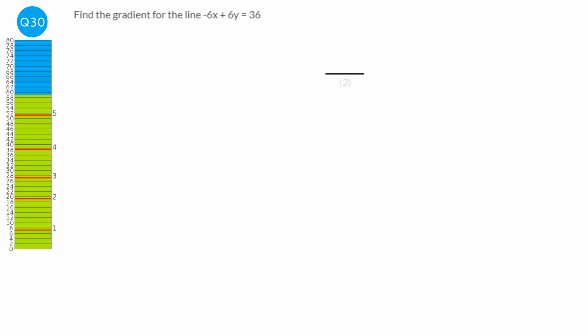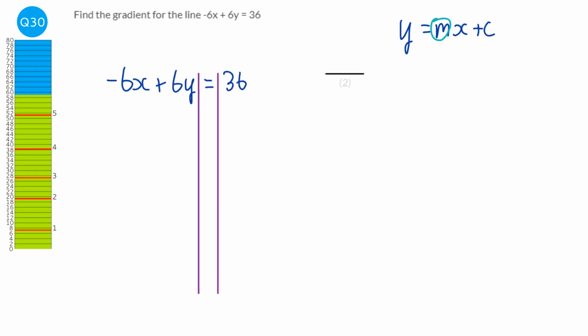So to find the gradient, we need the equation in the form y equals mx plus c. And the m there will give us what the gradient is. So we're just going to be rearranging this equation. And so I'll get my lines in. So the first thing I'm going to do is get rid of the x's from the left hand side, and we can do that by adding 6x both sides.